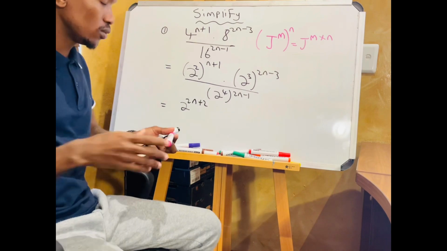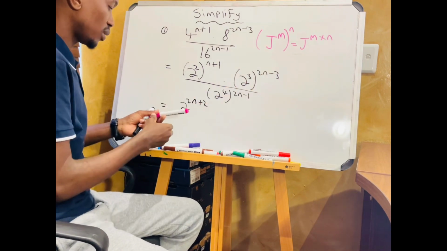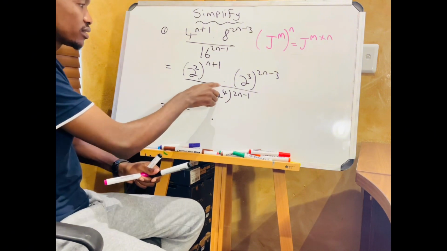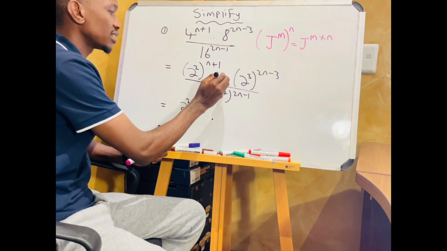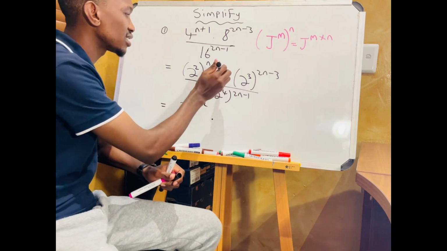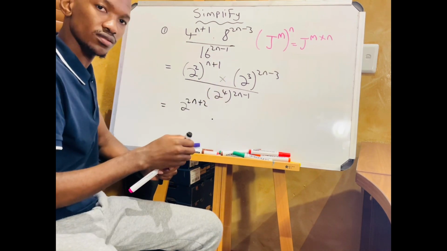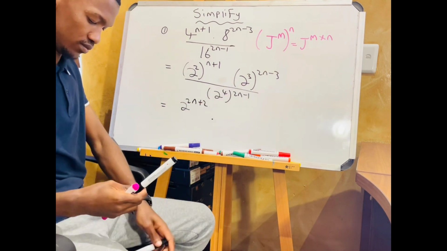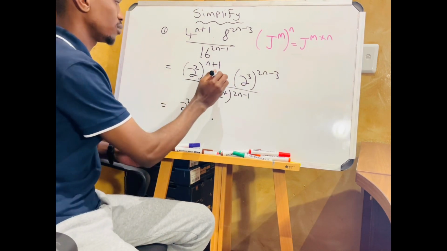Now we're going to go to this part. And remember, guys, the dot that you see here represents multiplication. So this thing is the same as times. So I can put the dot there.